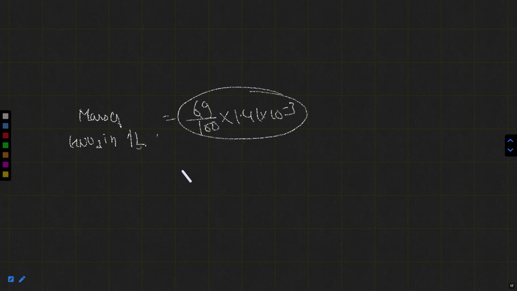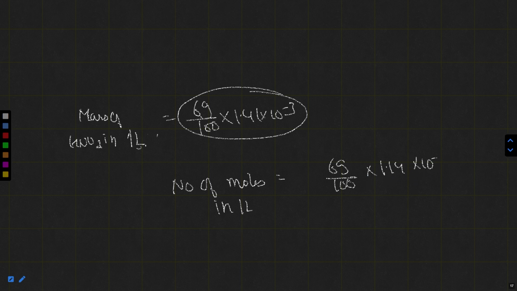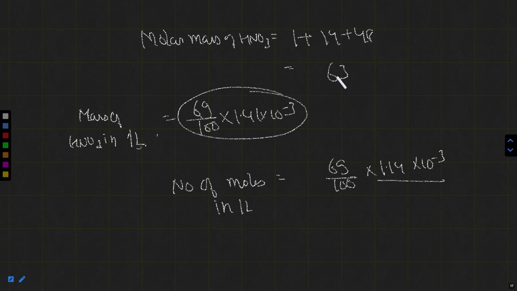Now once we calculate this, we get the mass that is present in 1 liter. Now if you want to calculate the number of moles in 1 liter, then it would be 69 by 100 into 1.41 into 10 to the power 3 divided by molar mass of HNO3. So molar mass of HNO3 would be 1 plus 14 plus 48, 16 times 3 is 48 for oxygen, so that is 63. Is this clear? So once you calculate this, you will get the number of moles in 1 liter.